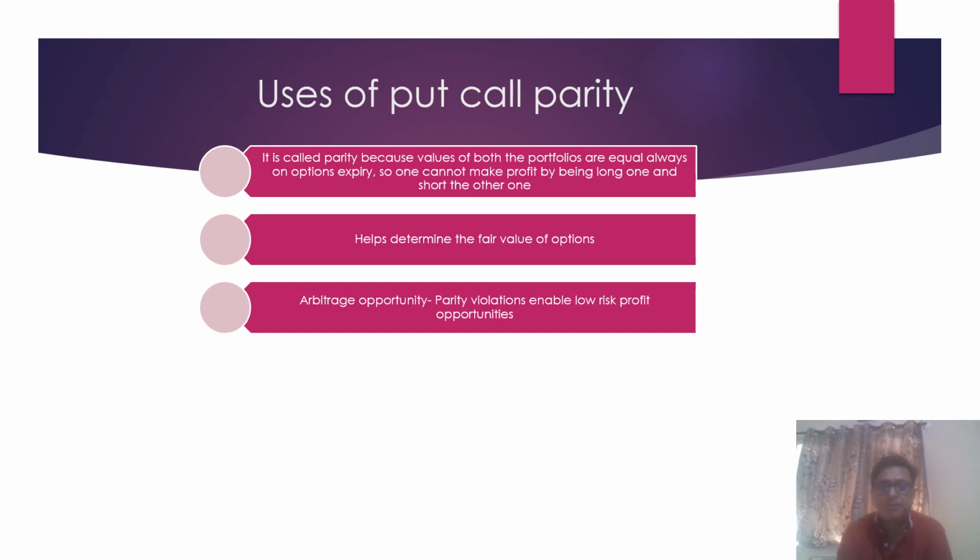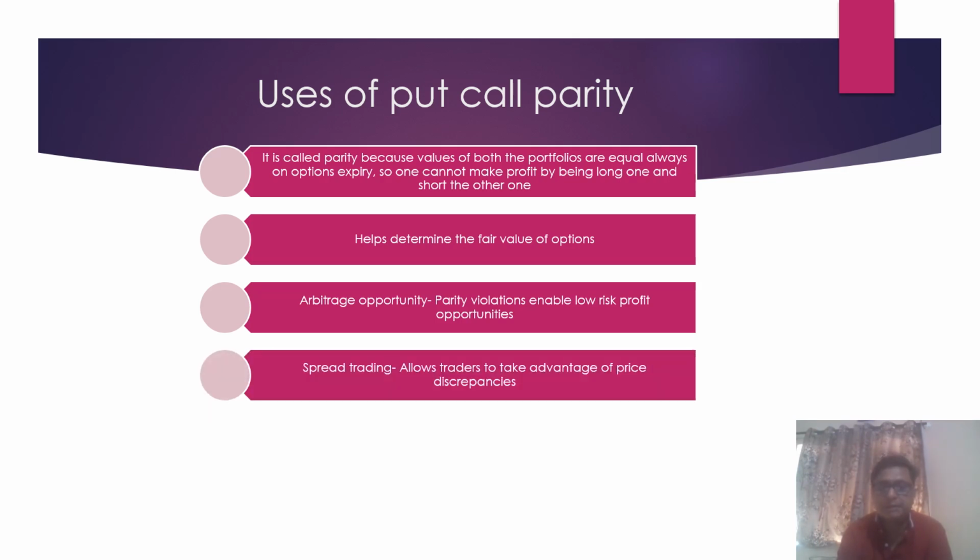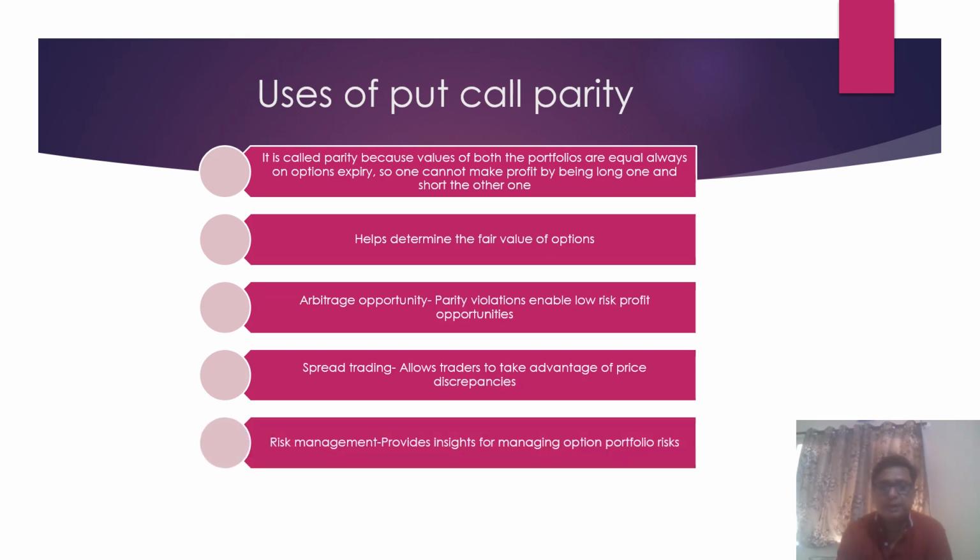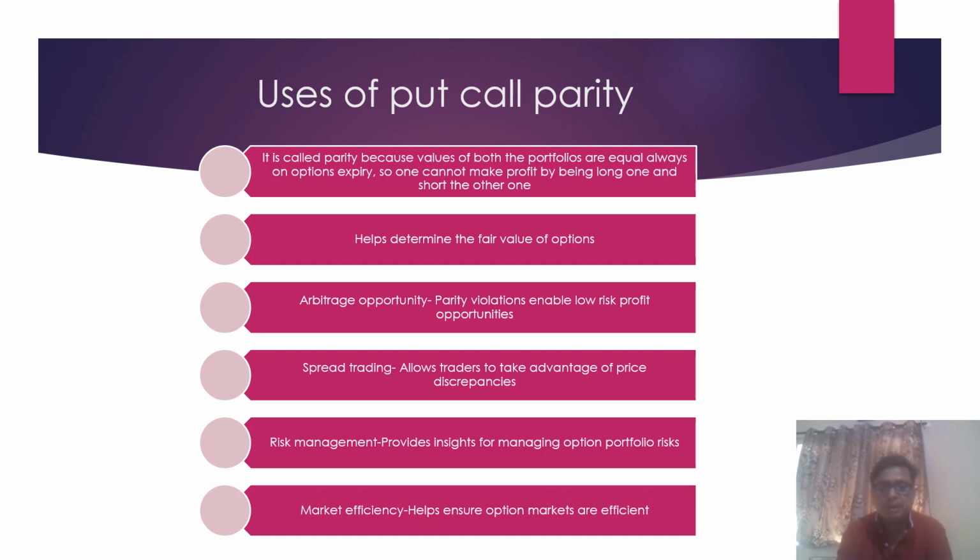Arbitrage opportunities: parity violations enable low-risk profit opportunities. Moreover, nowadays computer-based algorithm programs can much more easily detect these parity violations and trading opportunities. Spread trading allows traders to take advantage of price discrepancies and devise spread-based option trading strategies. Risk management provides insights for managing option portfolio risks. Market efficiency helps ensure option markets are efficient.